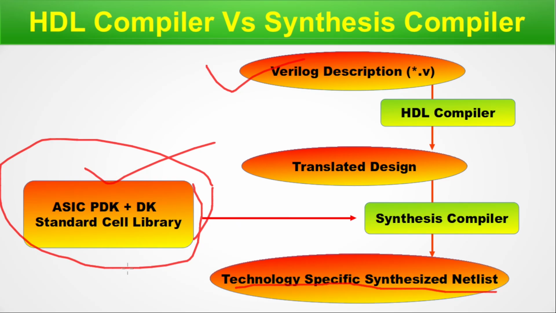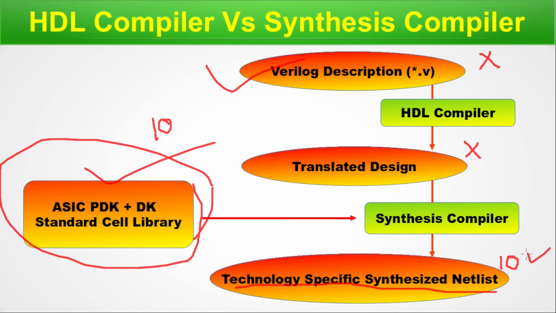Generally it is called the ASIC library, PDK or DK, and using that library your synthesized netlist will be, say you are using a 10 nanometer library. So this will be a 10 nanometer synthesized netlist, but here there is nothing about the nanometer, and even when you are doing the HDL compilation there is nothing about the nanometer.